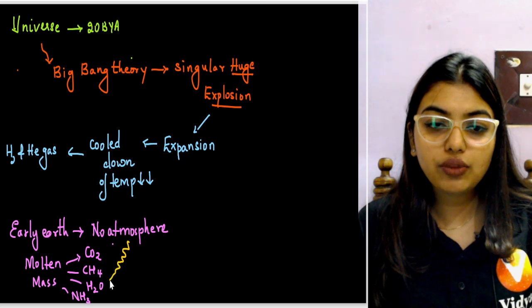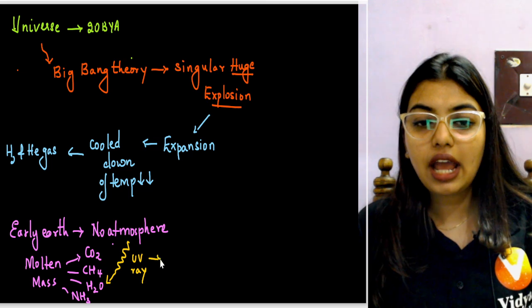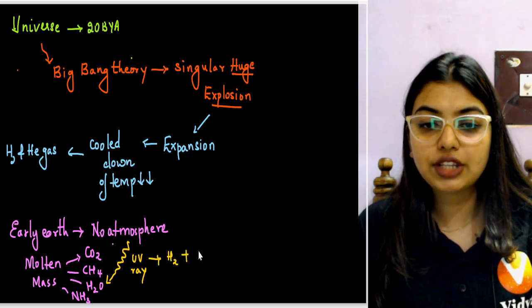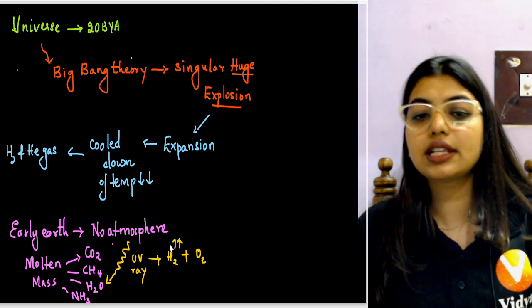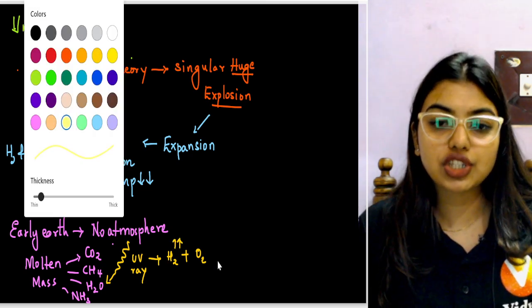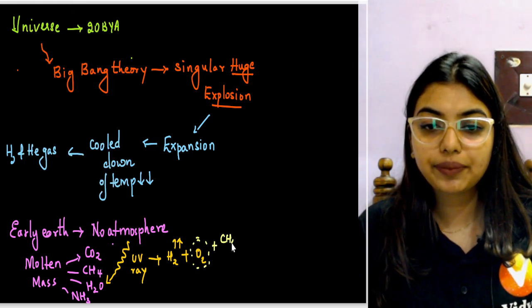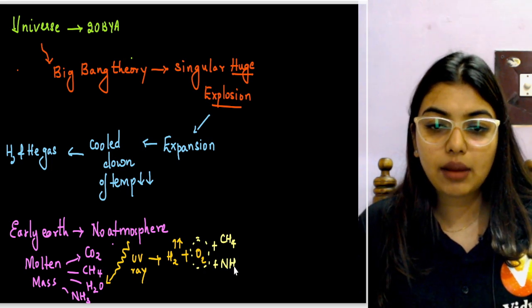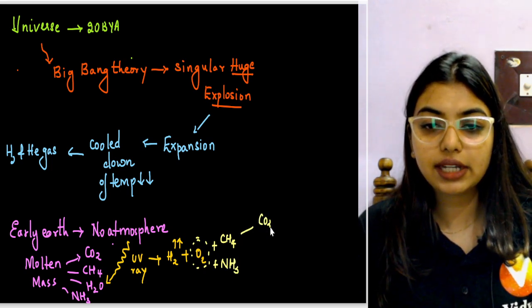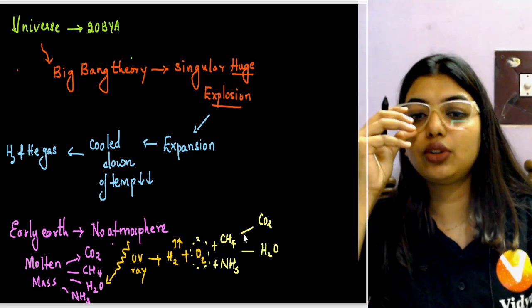They noticed that the UV rays from the sky, from the sun, had reached here, and that UV ray led to the splitting of H2 and O2, splitting of water. Since hydrogen was lighter, it escaped. This oxygen went and combined with methane and ammonia to form gases like carbon dioxide, water vapor, etc. Now this led to the formation of the atmosphere.